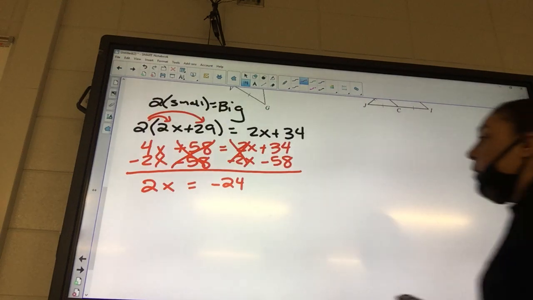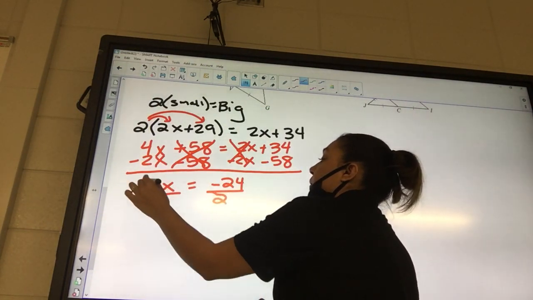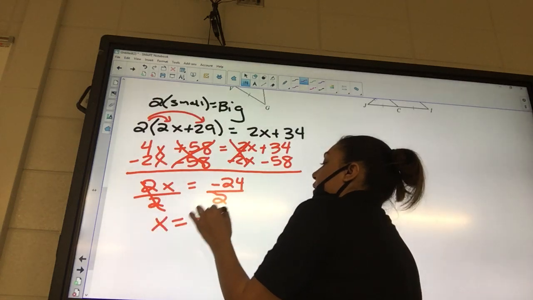What's our last step always? Divide. And I have a feeling it's going to be 12. Divided by 2. Negative 12. And it's going to be negative 12.